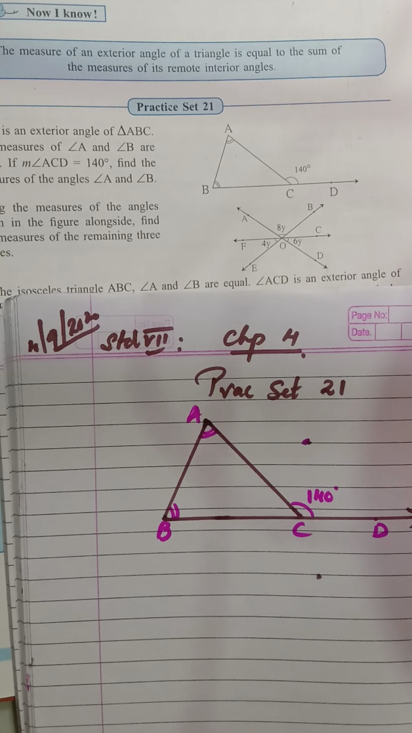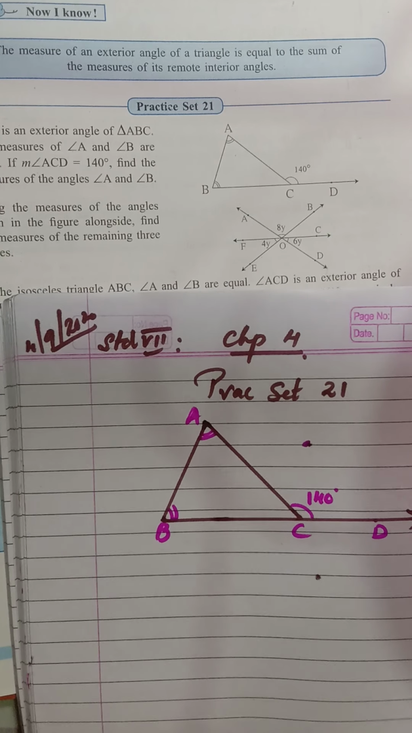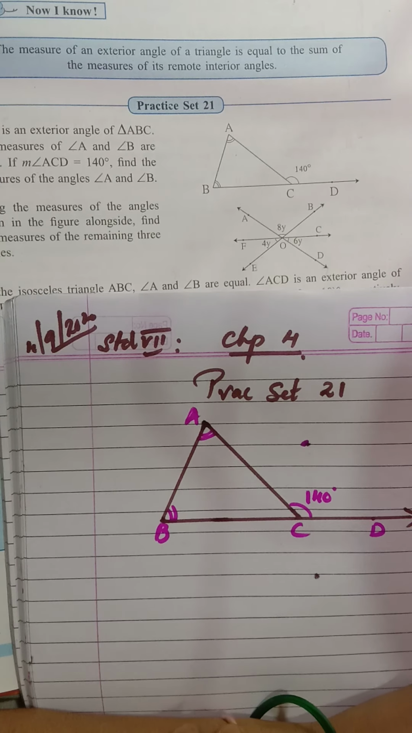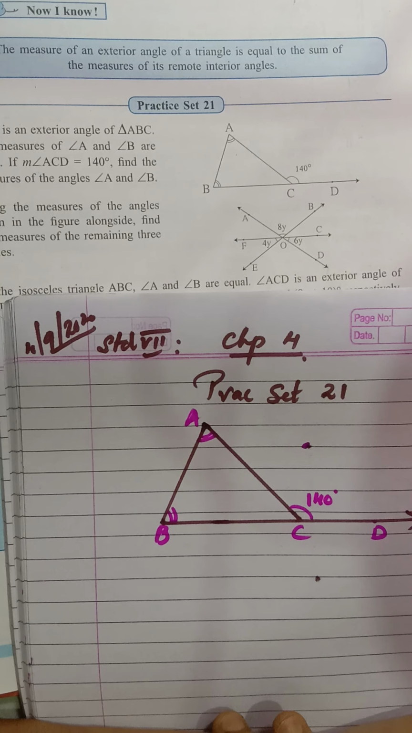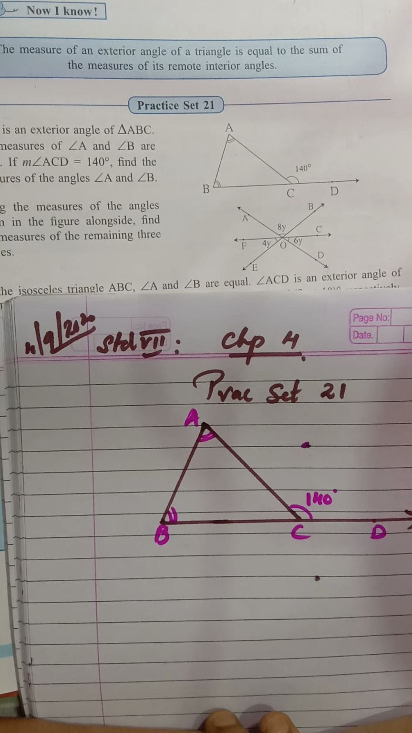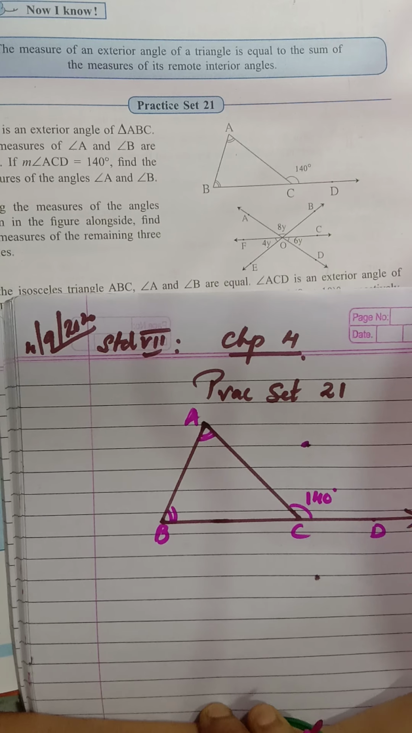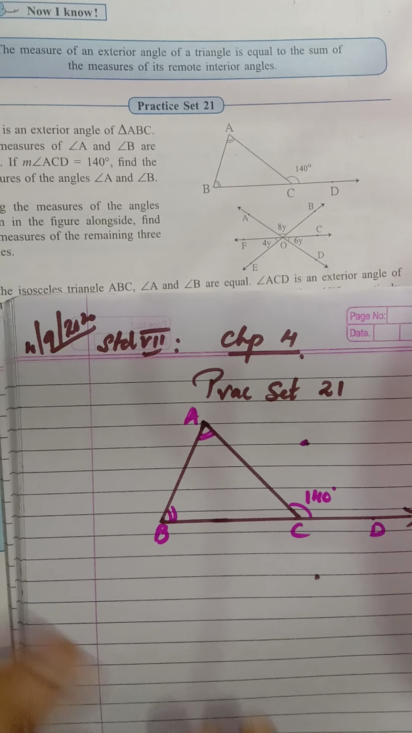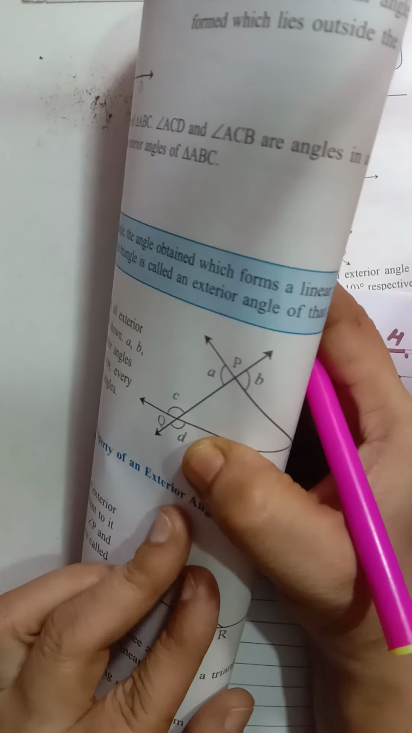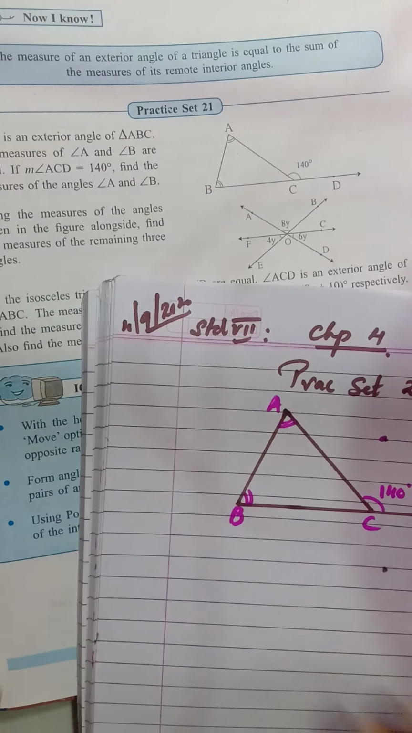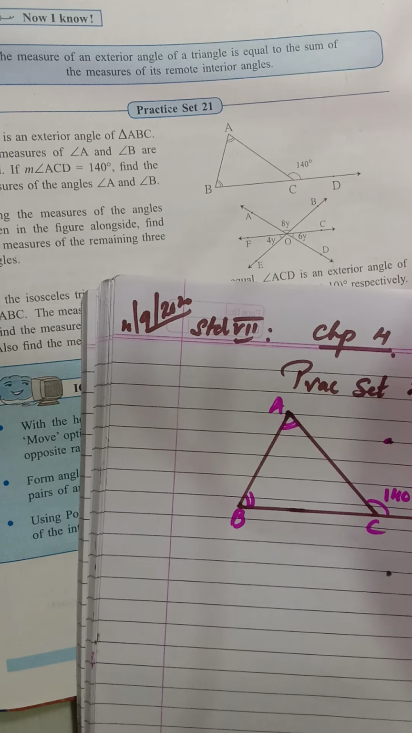Hello students. So today let's start with practice set 21. Before that, children, I hope you have seen the video which contains the definition, examples and explanation of the exterior of an angle of a triangle, and I have also sent one revision video on vertically opposite angles and linear pair.